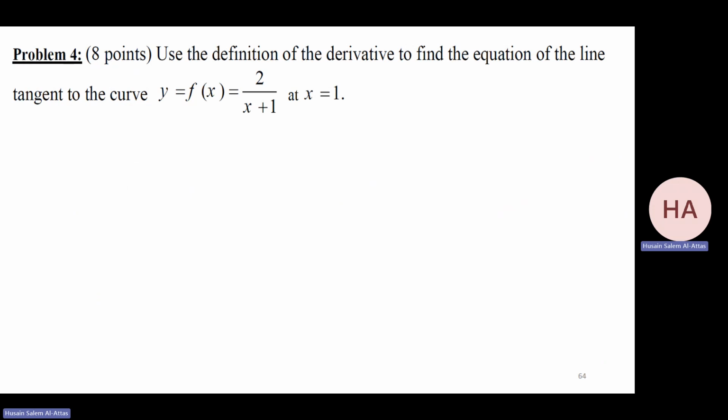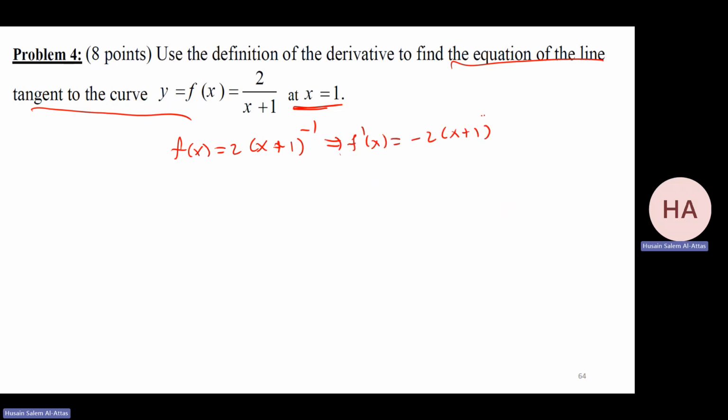Even the definition of the derivative, find the equation of the line tangent to the curve at this point. I have the point of tangency. Nothing to worry about. This is f of x, (2x plus 1) to the power minus 1, so I can find the derivative, which is minus 2 (x plus 1) to the power minus 2. What I need is f prime at 1, which is minus 2 over (1 plus 1) squared, which is minus 2 over 4, minus half. So this is my slope.